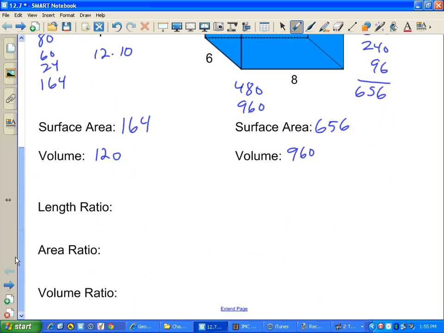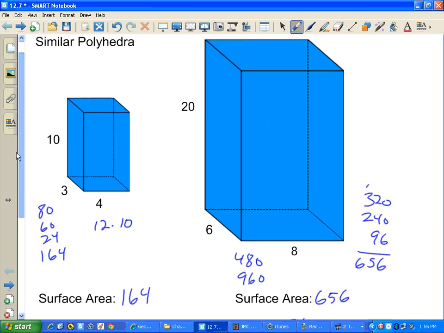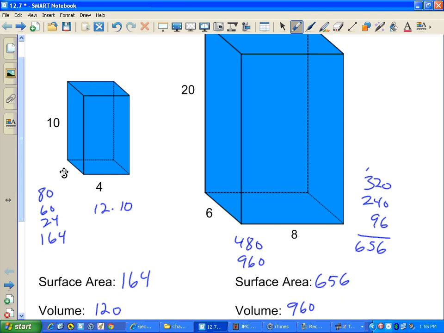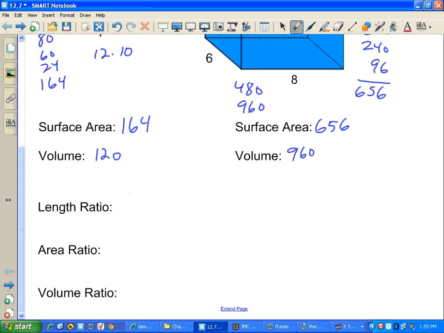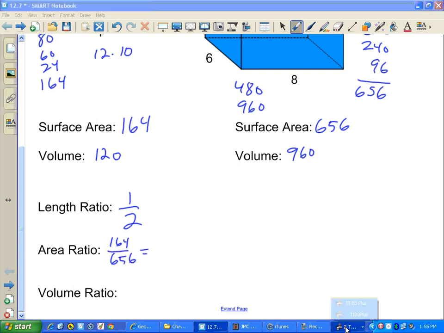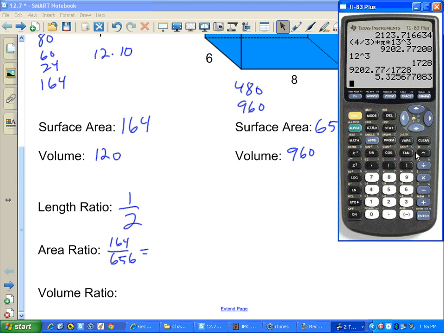Okay. Now, let's look at our length ratio. 10 to 20, 3 to 6, 4 to 8. It's a 1 to 2 ratio for our lengths. Our area ratios, if we take our surface area and put those in a fraction, I get 164 over 656. If I reduce this, I get 1/4.